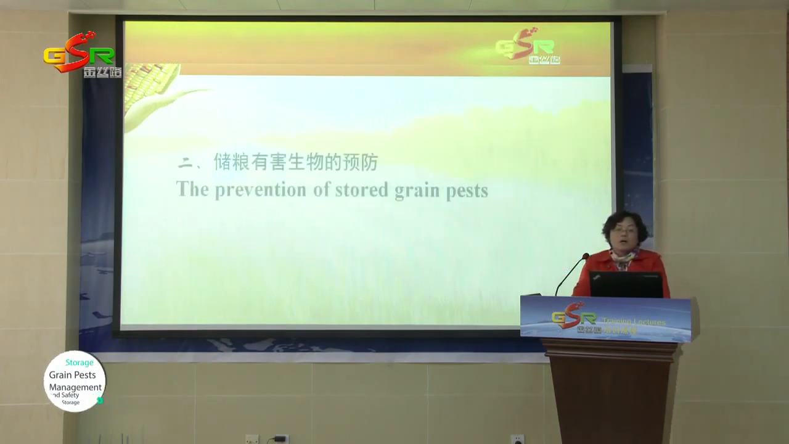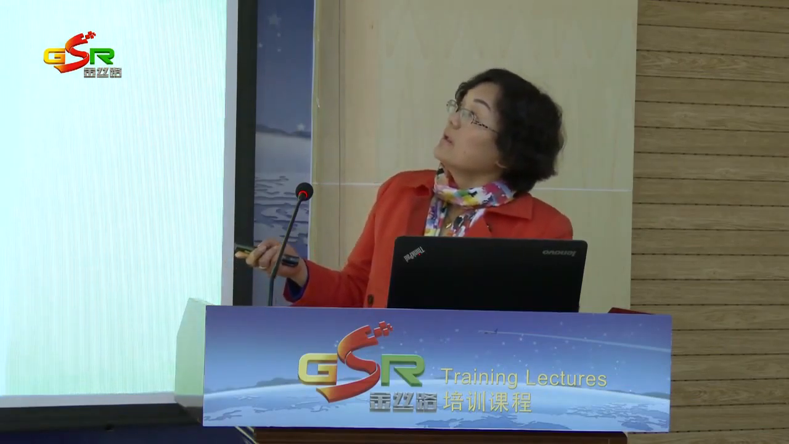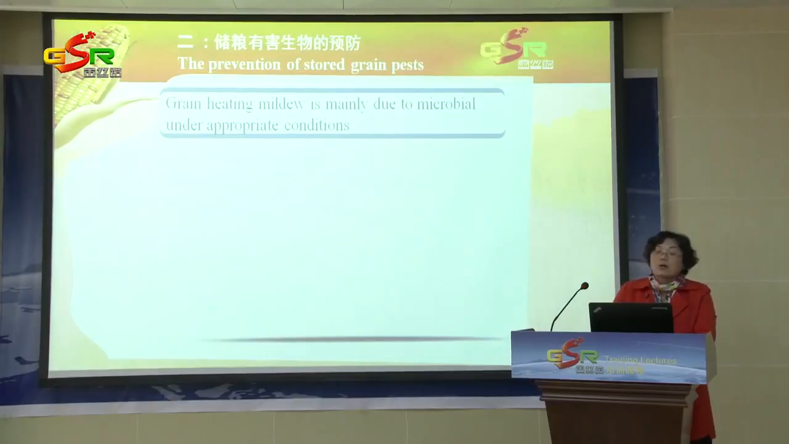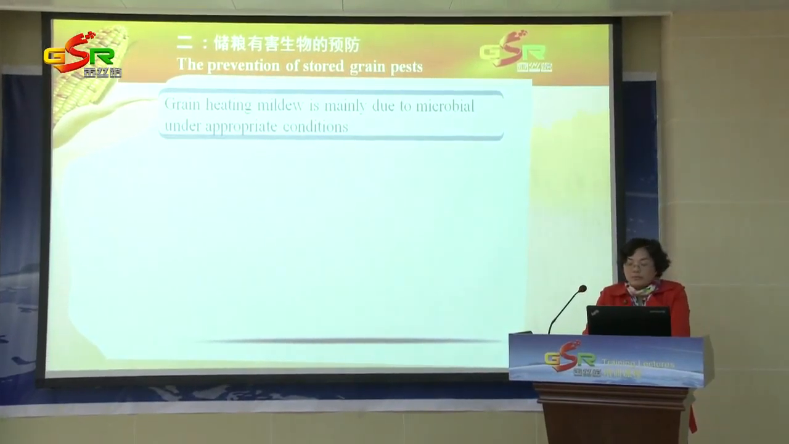The second content we can talk about is the prevention of grain pests. We know it is very harmful. How can we avoid grain pests? We now have many methods. The first: we know grain heating and molding are mainly due to microbes under a suitable condition. It means we can control the condition, we can control the storage of grain pests.